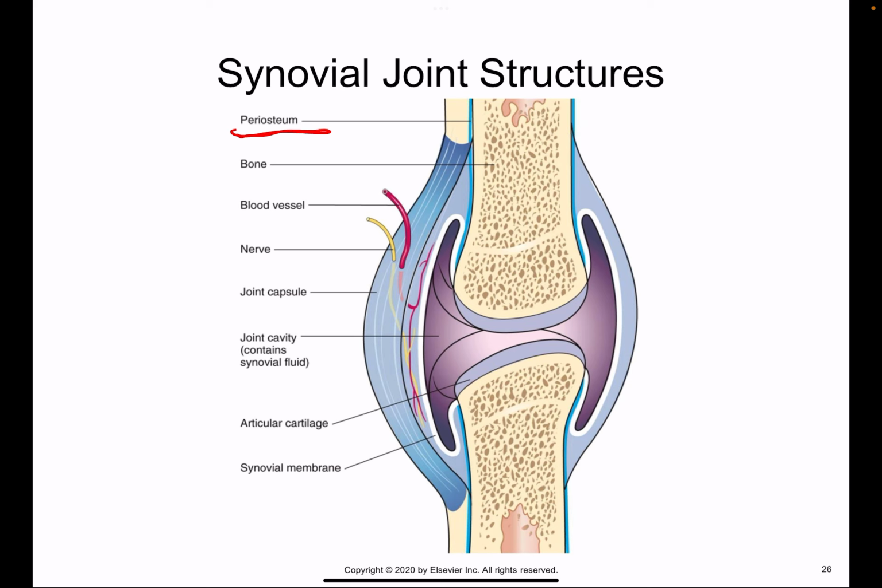Then you have the bone itself right here and the blood vessels, right? The nerve, of course, is going to innervate the muscle, tell it when to move. The joint capsule here is going to hold on to the synovial fluid, whereas the joint cavity itself is going to contain the synovial fluid.